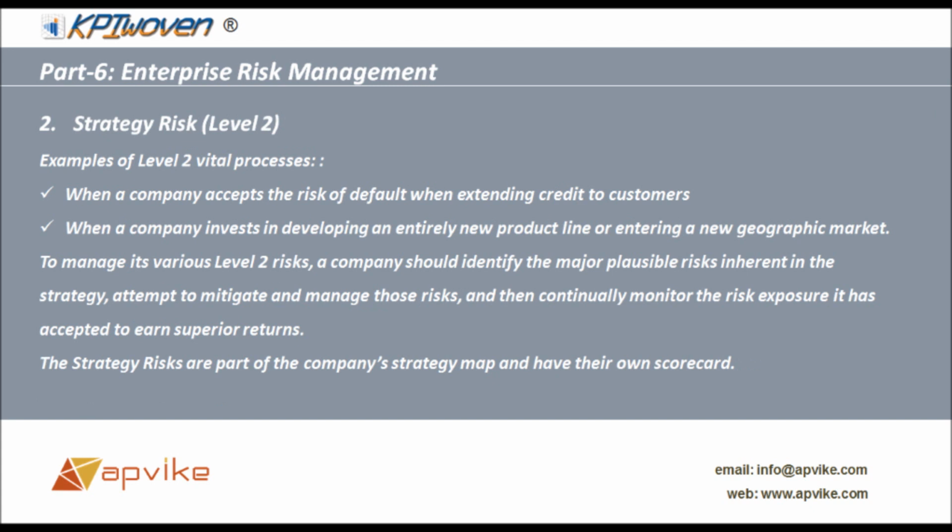Strategy risk can be easily quantifiable. To manage Level 2 risks, a company should identify and measure plausible risk inherent in the strategy, attempt to mitigate and manage those risks, and then continually monitor the risk exposure it has accepted to earn superior returns. The strategy risks are part of the company's strategy map and have their own scorecard.